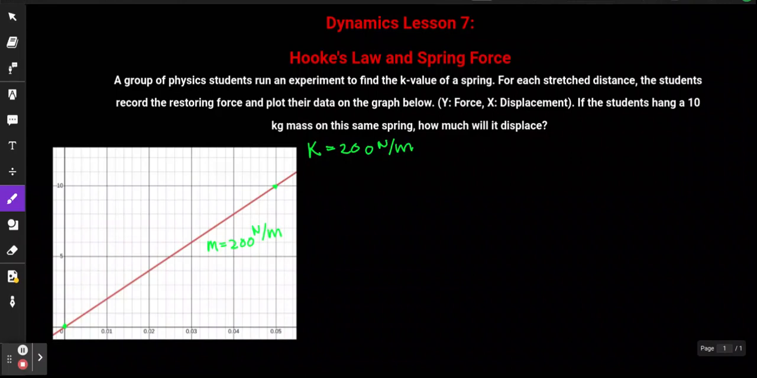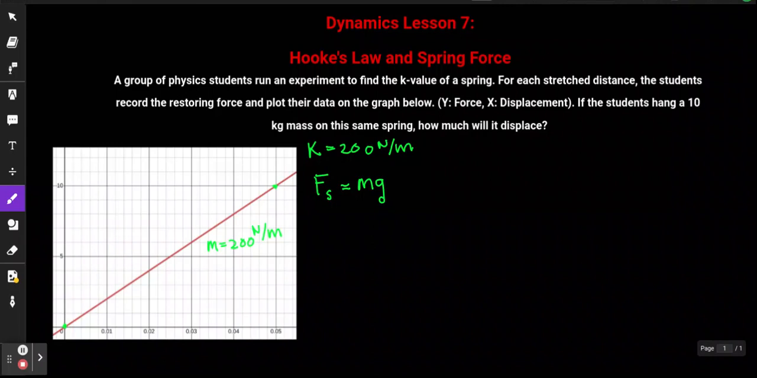Okay, the next part says that the students hang a 10 kilogram mass on this same spring, and we need to figure out how much it displaces. So this is kind of similar to the last problem. If a mass is hung on the spring and is suspended, the restoring force of the spring has to equal the gravitational force, or the weight, of the mass.